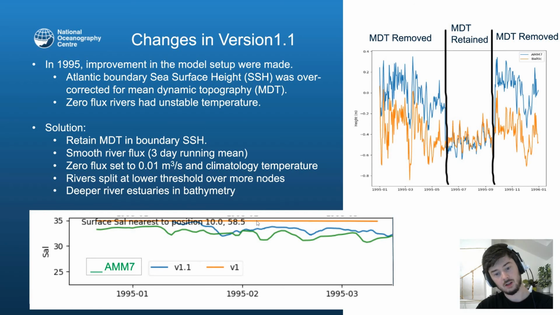Just to show that these changes have made a small difference to the model run. AMM7 here we're using as a reference for the salinity, and this is an example in the Baltic, near the Baltic boundary again, the same location. Version 1 without these changes is shown in yellow, and version 1.1 is shown in blue. So basically we're getting a bit more fresh water coming through the Baltic, having made these changes, and I think that's mostly due to the sea surface height change that we made. Before 1995, in 2003, 2004, the model is still running fine. It's just a slight bit of improvement after that.